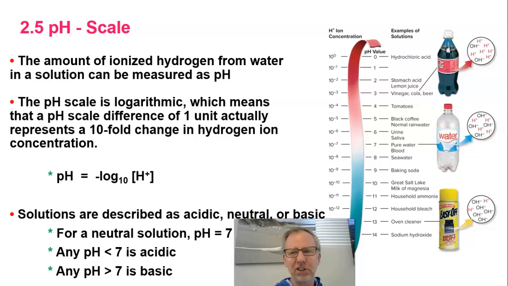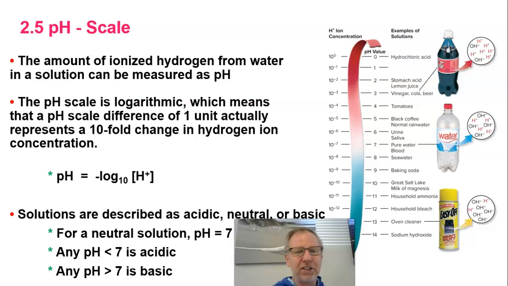So if something, say, starts off at pH 7 and it goes up to pH 8, okay, that's 1 pH unit, but that means the hydrogen ion concentration has changed 10 times. If it goes from 7 to 9 in the pH scale, that means it changes 100 times. That's 2 pH units, so that's 10 times 10. Okay?